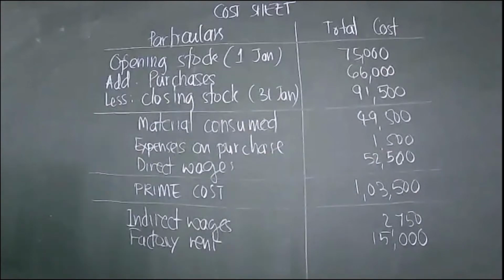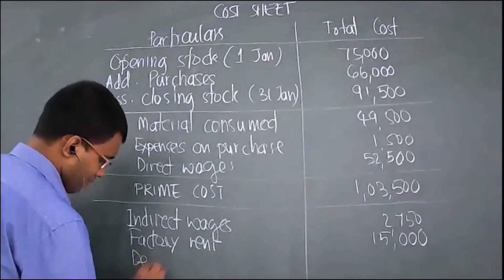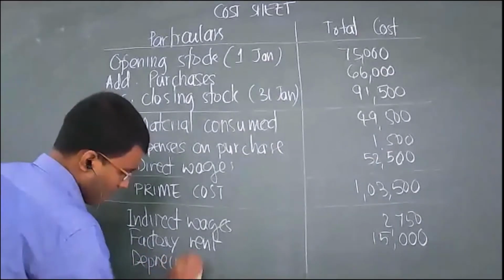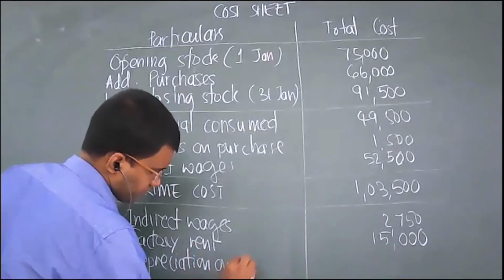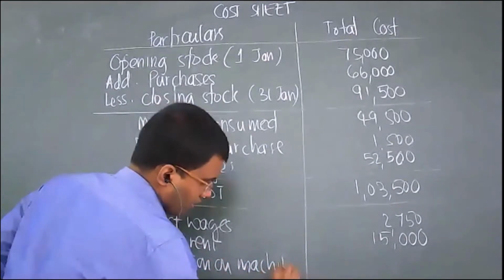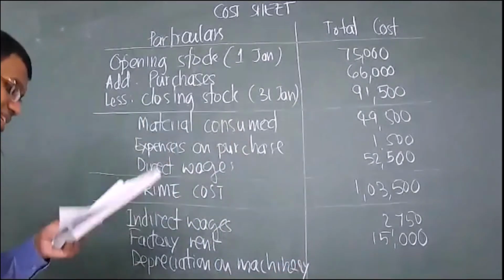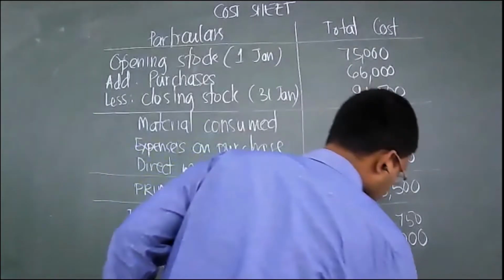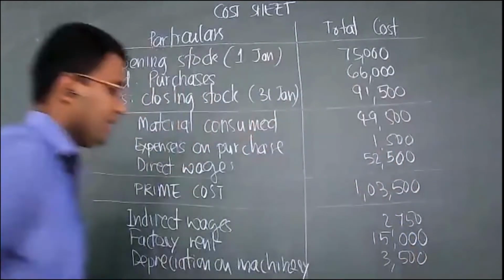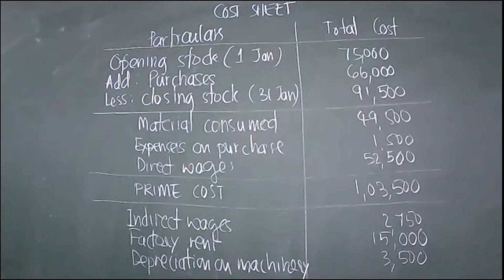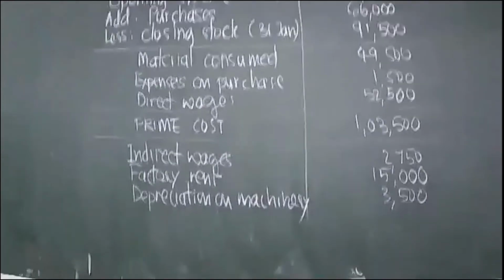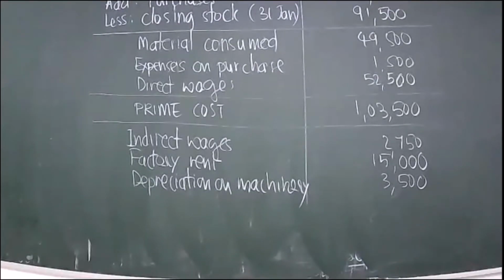Then we have depreciation on machinery, which works out to be 3,500. So what we have done so far, we have covered the majority of the factory overheads.